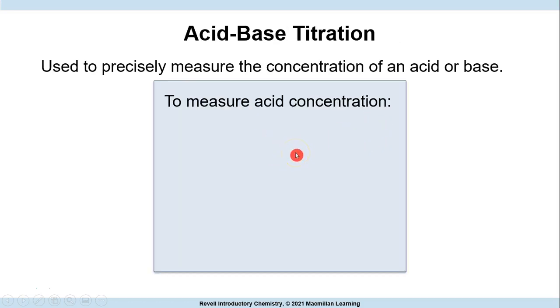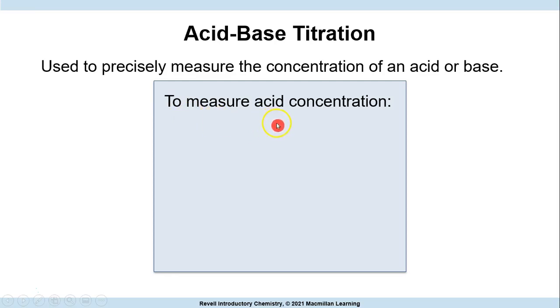Now let's look at what we call acid-base titrations. What are acid-base titrations and why do we carry out acid-base titrations? Acid-base titrations are titrations between an acid and a base. Now, why do we use acid-base titrations? Acid-base titrations are used to precisely measure the concentration of an acid or a base. Now, how is that done?